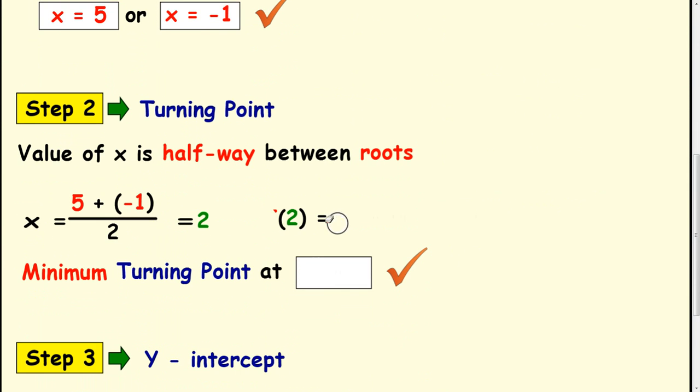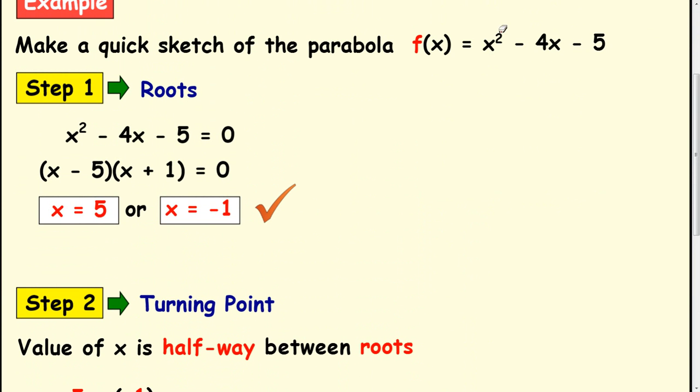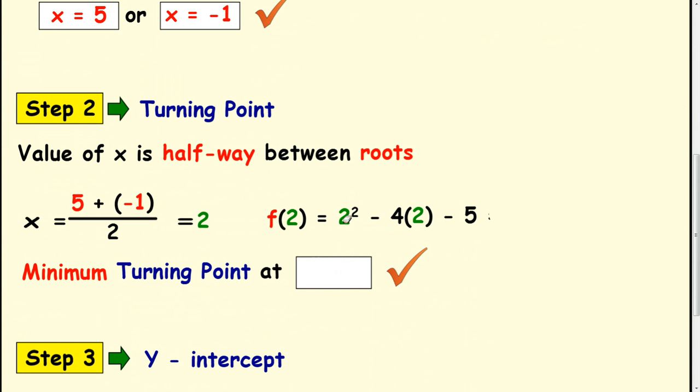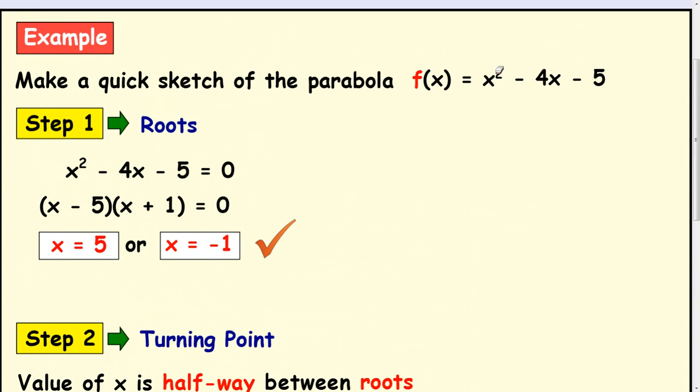So the way that's going to look is f of 2 is 2 squared, take away 4 times 2, take away 5. Now 2 squared is 4, take away 8 is -4, take away 5 is -9. So the turning point is 2, -9. Now it's a minimum turning point, and how do we know that? Because the x squared is a plus. So positive means you're happy, which is a smiley face, i.e. a minimum turning point.